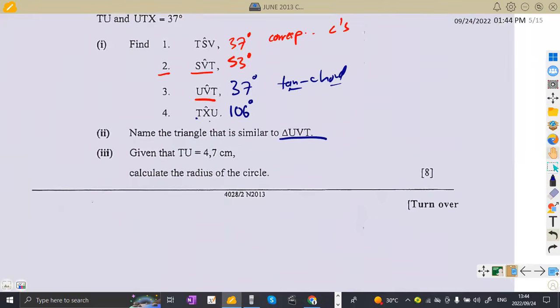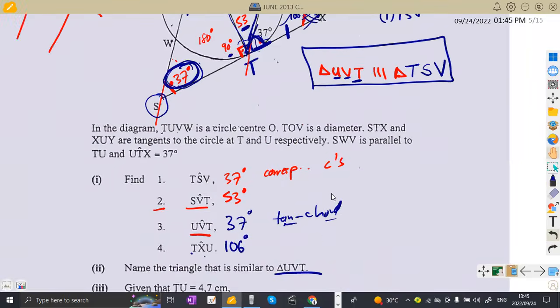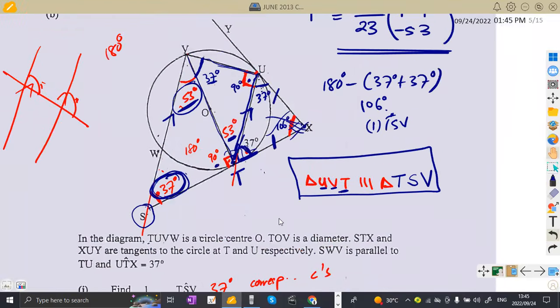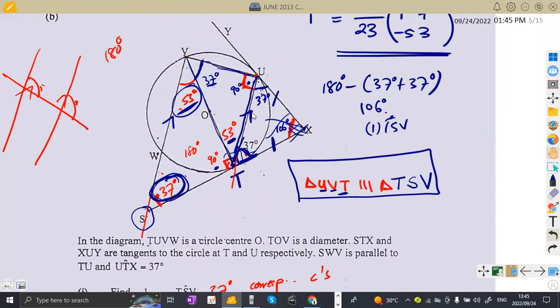The other part, we're given that TU is 4,7 centimeters, and we need to calculate the radius of the circle. I want you to see something here. TU, where is our TU? This is our TU here from T to U. We are given that it is 4,7 centimeters.